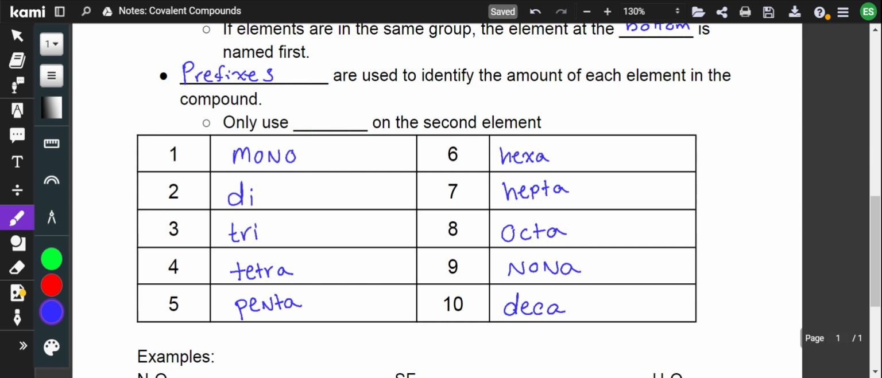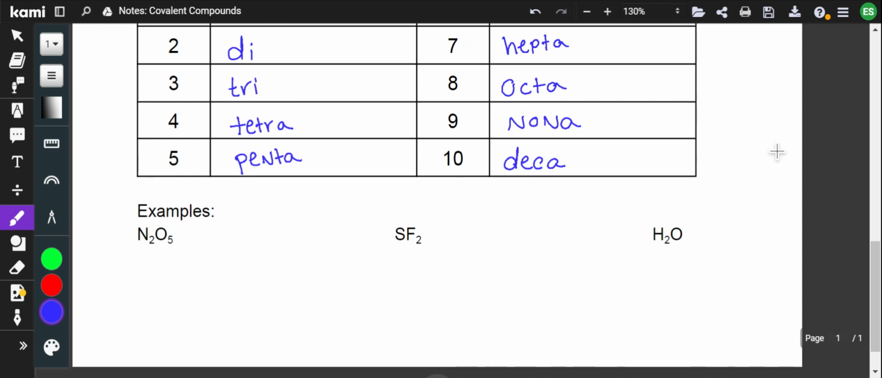So we'll use the prefix to identify how many of that element are there. So if there's 2, you would use the prefix di. If there's 8, you'd use the prefix octa. Now the only exception to this rule is for mono. We will only use mono on the second element to avoid some confusion. So we're not going to use mono if we only have 1 on the first element. That would just make things a little bit confusing and redundant, and we don't want to ever be confusing with our names. So here we have some examples.